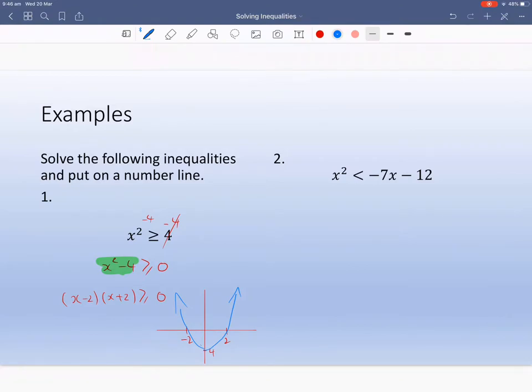So the question asks, when is this greater than 0? Okay. When is it greater than 0? Well, I can see that it's greater than 0 here and here because all this bit down here is less than 0. Okay, so if I write that down, greater than 0, and bottom of the line is less than.